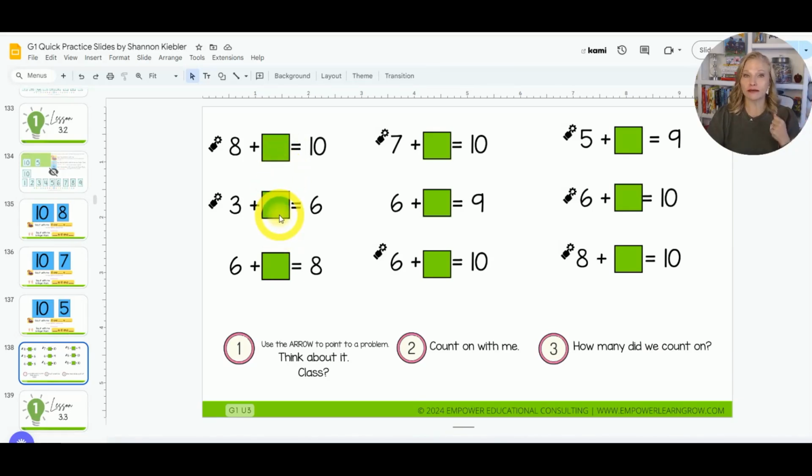Class, 3. Class, 3. Okay, so we're looking for that. I can even have a conversation. What do you notice? This is a make 10 fact. This is a doubles fact. What is this? This is a 5 plus fact. We've been working on that since Unit 1.